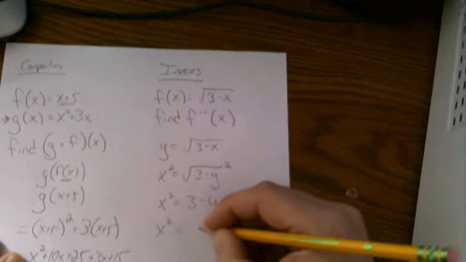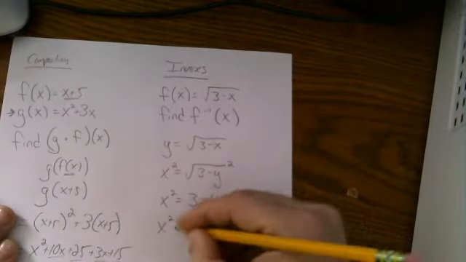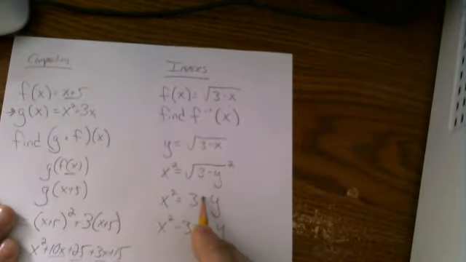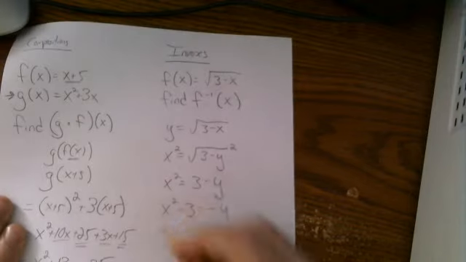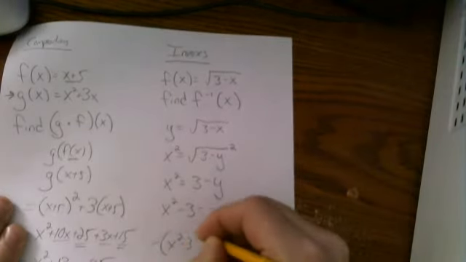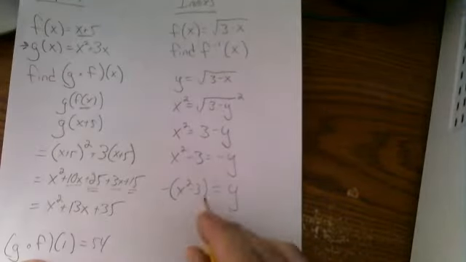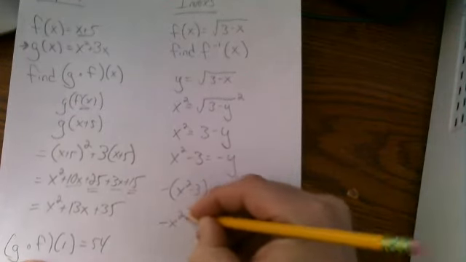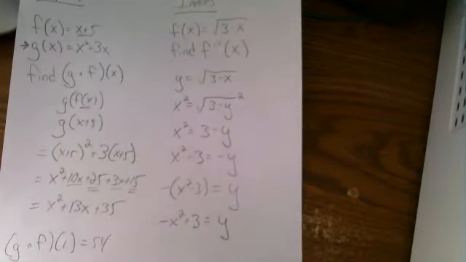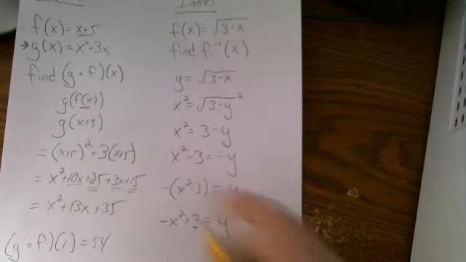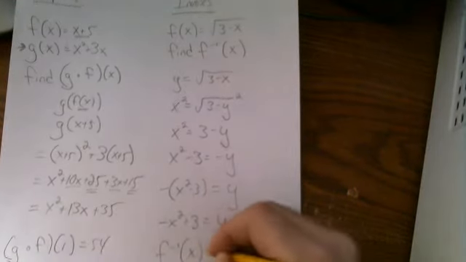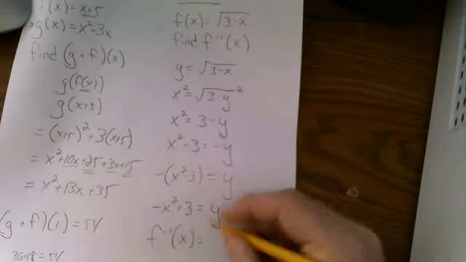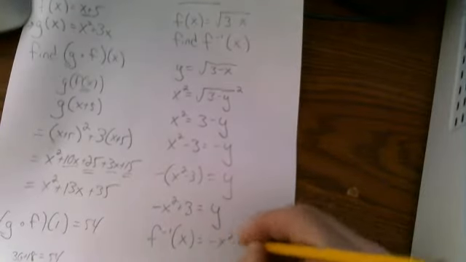X squared minus 3 equals negative y. Don't forget that negative. And now multiply both sides by negative 1. So negative x squared minus 3 equals y. And if we wanted to, we could distribute the negative here and say negative x squared plus 3 equals y. Now let's be a little more specific than that and say f inverse of x equals negative x squared plus 3. Let's just be a little more specific than just y equals.